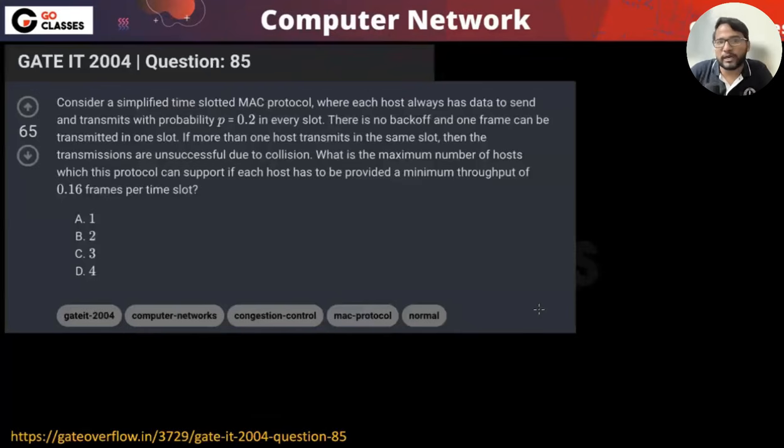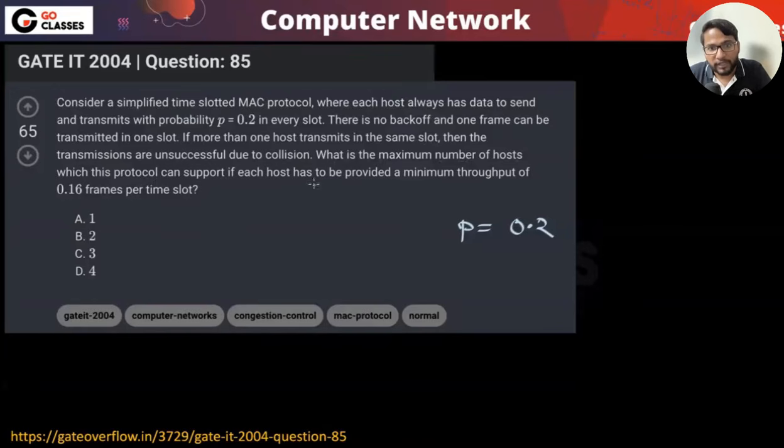Now this question is also similar to that, so let's try to solve it. They're saying, consider a simplified time slotted MAC protocol where each host always has data to send. So you have a slotted protocol, and each host transmits with probability p equal to 0.2 in every slot. The transmission probability is given to you as 0.2. Now there is no back off, we will see back off later. One frame can be transmitted in one slot. If more than one host transmits in the same slot, then there is a collision.